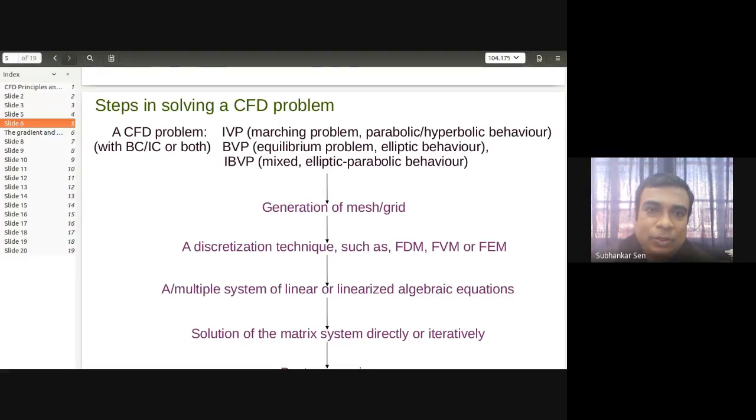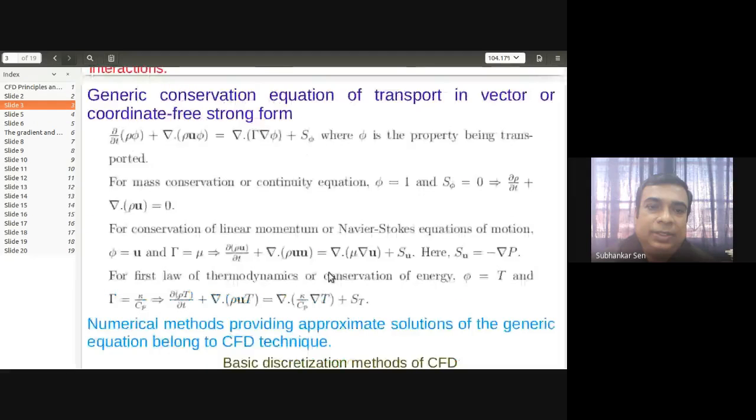Okay. So first we need the governing equation. It means that we need the governing equation like this. This is the basic requirement. We need a computational domain. We need the boundary conditions. We need the initial conditions.